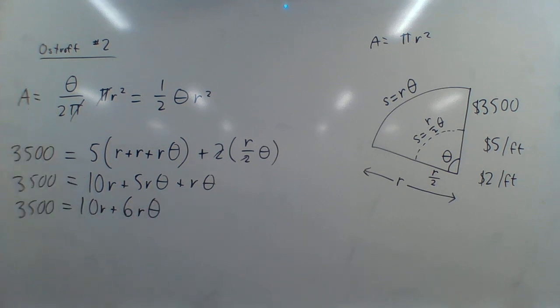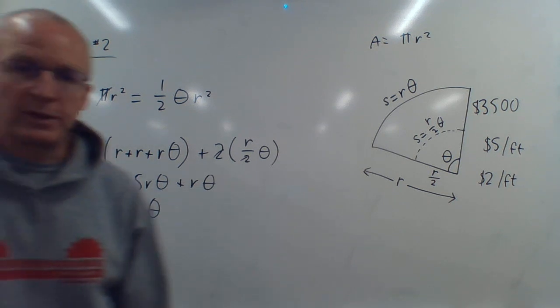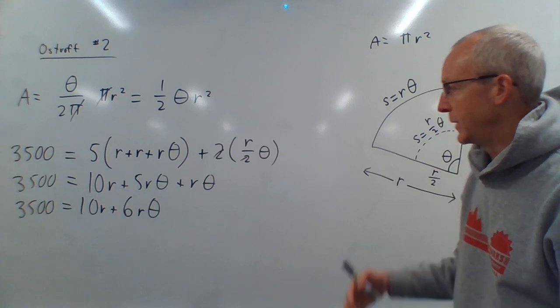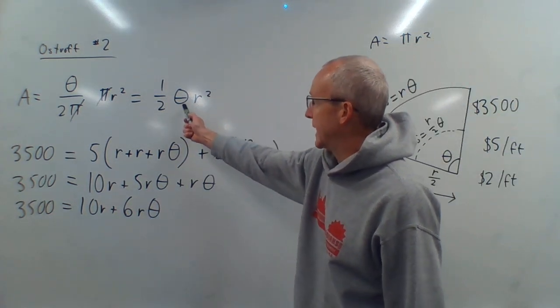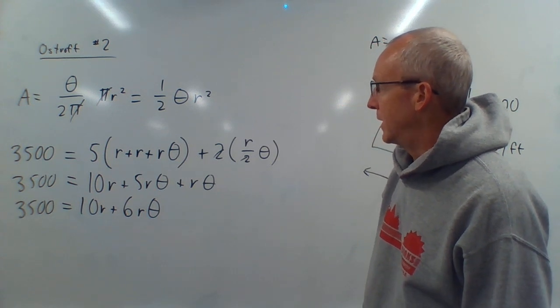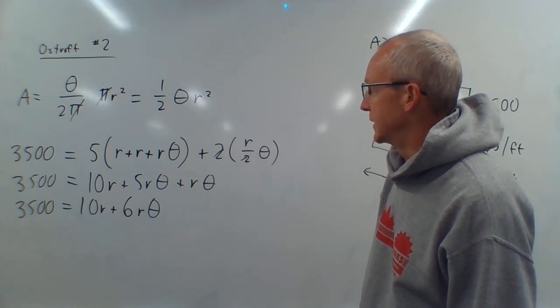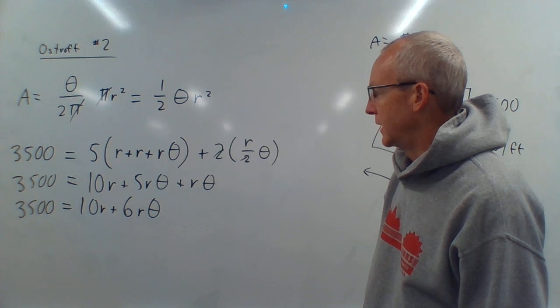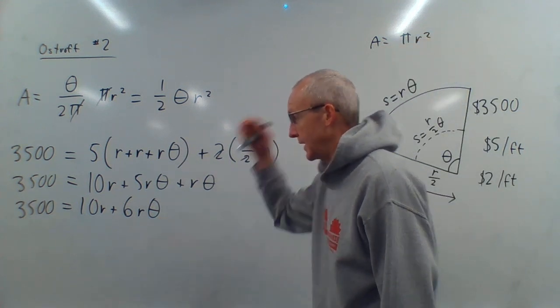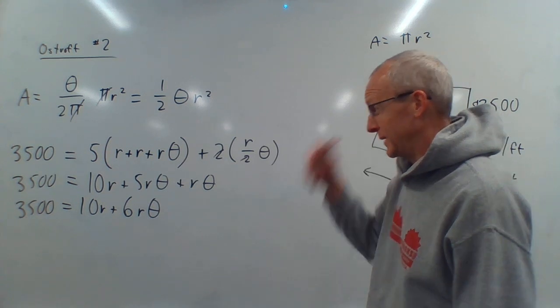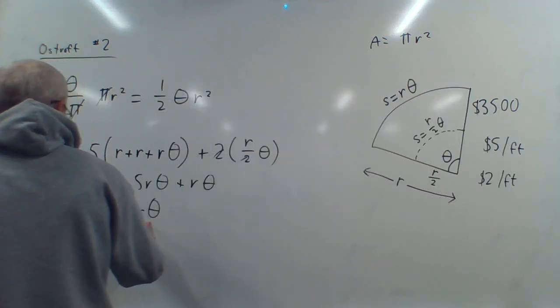Okay, cool. So we have two equations and two unknowns. We don't know theta or r, but we have two equations here. And what we want, of course, is the maximum possible area. So which one should we solve for? There's only one theta here, so maybe I'll get rid of the theta. That's probably a little bit easier. So let's solve for theta here.